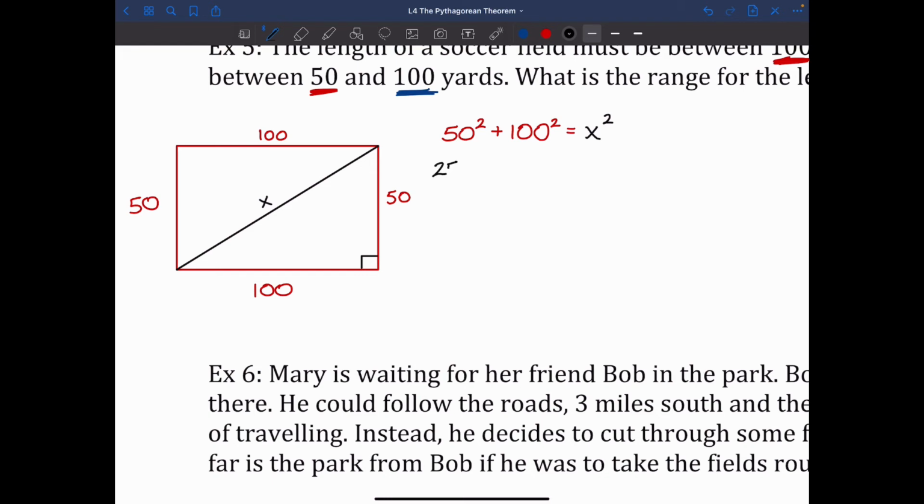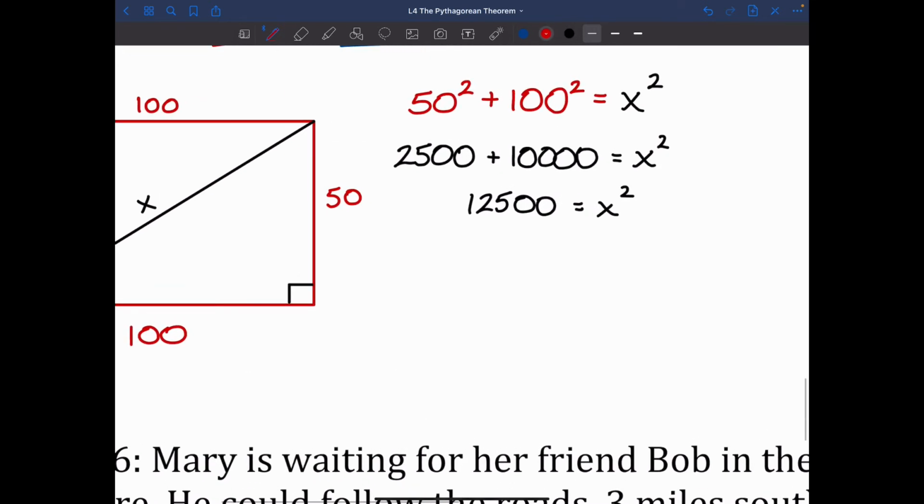50 squared is 2,500. 100 squared is 10,000. That's equal to x squared. If I smush those numbers together on the left-hand side, I'm going to get 12,500 equal to x squared. After that, I still need to take the square root of both sides. And voila. When I take the square root of x squared, it's just x.